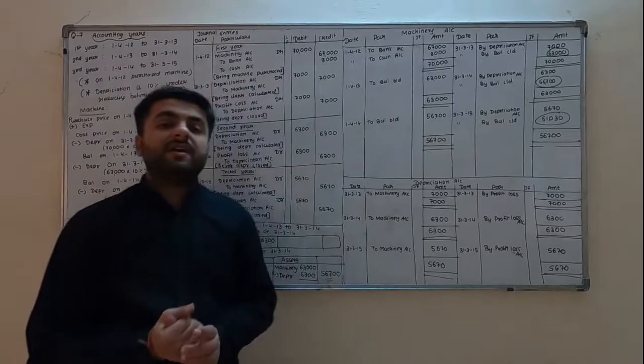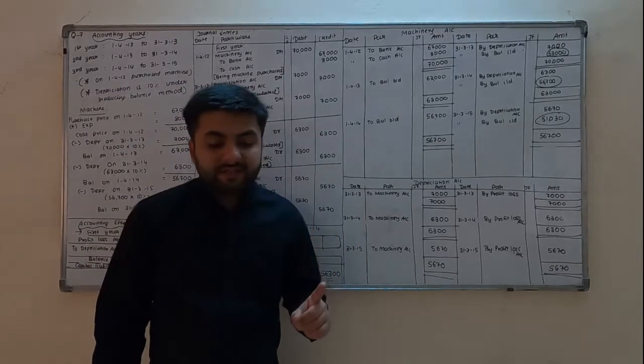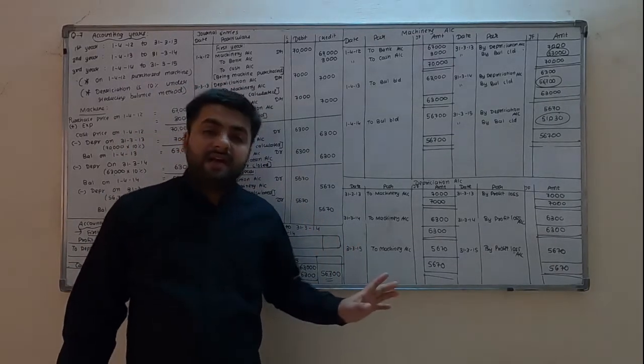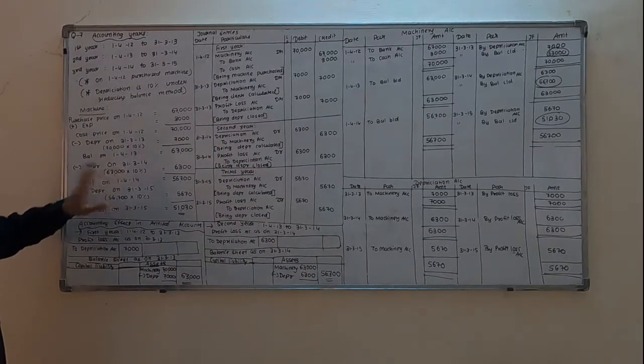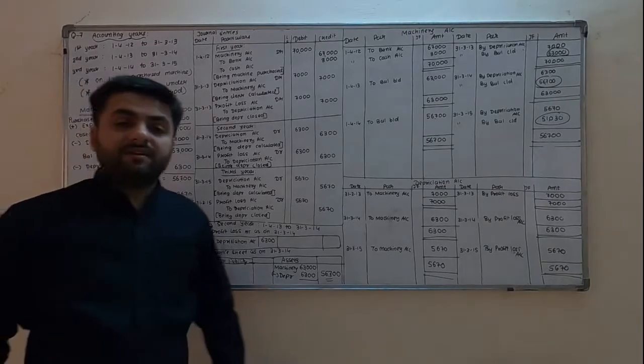Okay friends, now we are left with only 2 sums. That is sum number 8 and sum number 9. After that our chapter will be completed. So I hope that you all have understood the reducing balance method. That's all for today. Thank you so much.